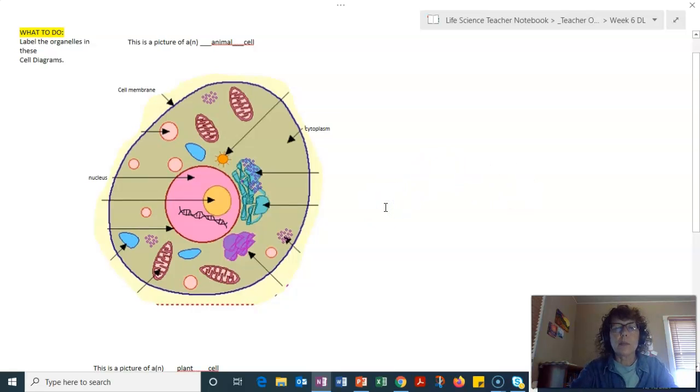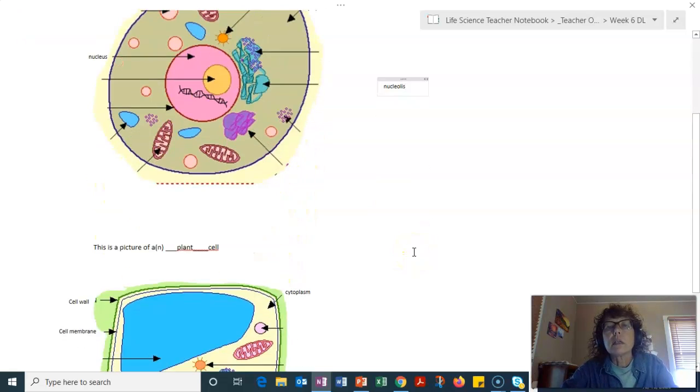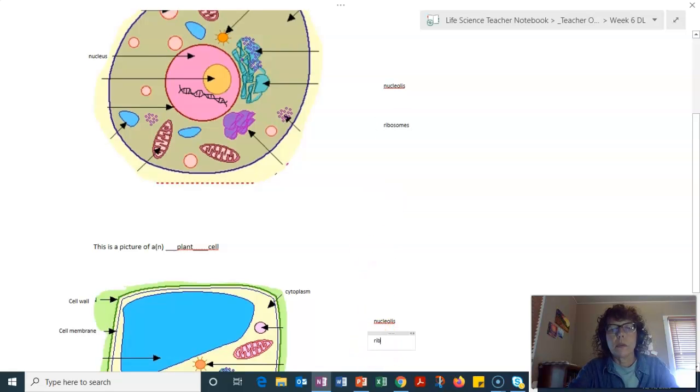So I'm just going to type nucleolus, and I'm just going to type it in two places. Nucleolus. I think that maybe is a little bit quicker than the Control copy, Control paste thing. And then I'm going to type ribosomes in both places. Ribosomes. Remember to pause if I'm going a little too fast.